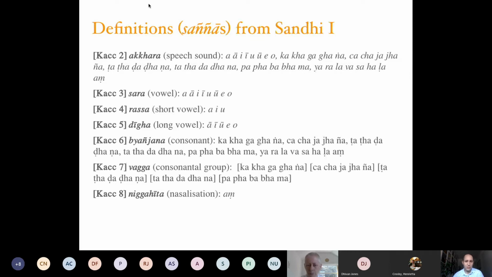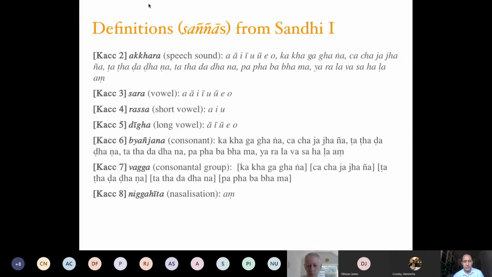Then in Kaccāyana 6, you have the definition of Vyanjana, which is very simple. It means Vyanjana is the rest. Whatever is not vowel is a Vyanjana, as you can see in the list. Then a definition of Vagga, another concept that becomes useful in the grammar. That means literally a group. These are the groups of 5, following the sequence of sounds that have been given in Kaccāyana 2. And you're probably familiar with this kind of arrangement, because it's still used today in modern Pali grammars or Sanskrit grammars. These are the Vargas or Vaggas. And then in Kaccāyana 8, there is the definition of Nigahita, that's nasalization, sometimes called Anuswara.